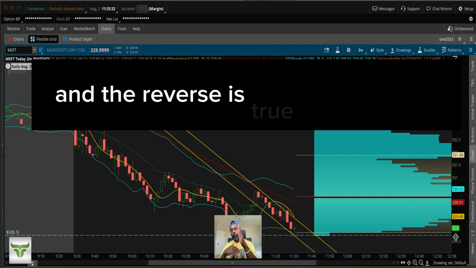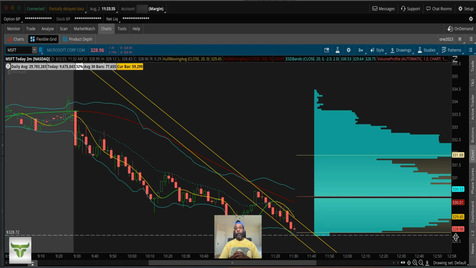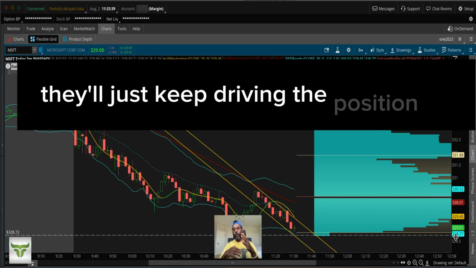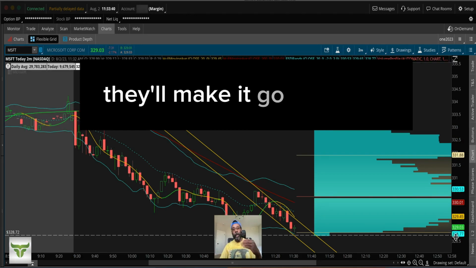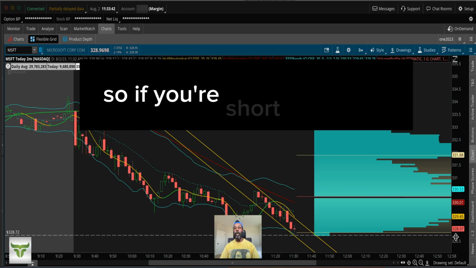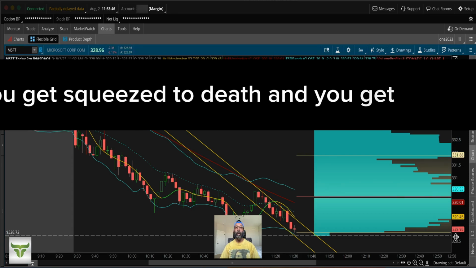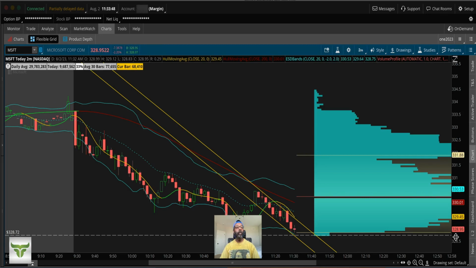And the reverse is true on the upside. They'll just buy into strength, and they'll just keep driving the position up. They'll make it go parabolic. So if you're short, you get squeezed to death, and you get margined out.